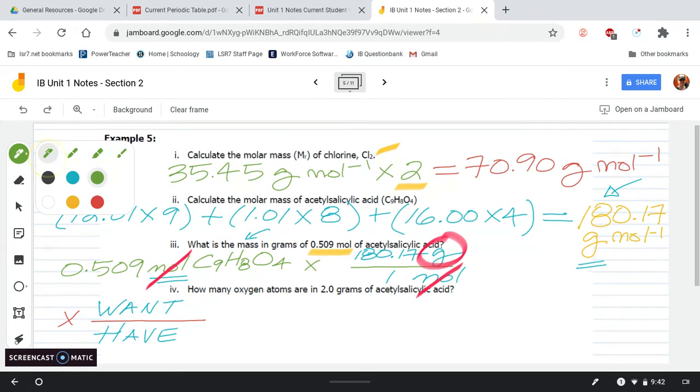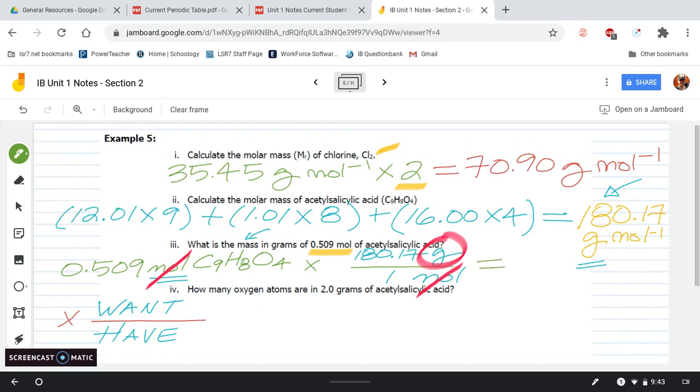So our answer, the way it works, if it's on top, you multiply, and on the bottom, you're going to divide. So we would take 0.509 times 180.17 divided by 1. So we multiply if it's on top, we divide if it's on bottom. So 0.509, you always start with that in your calculator, times the 180.17, enter, divided by 1, enter. Okay, so you run that through, and you would get the final answer.